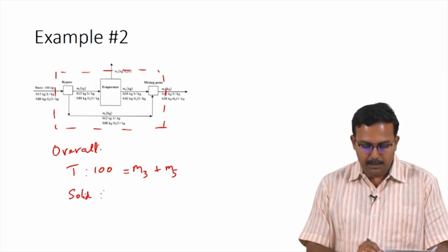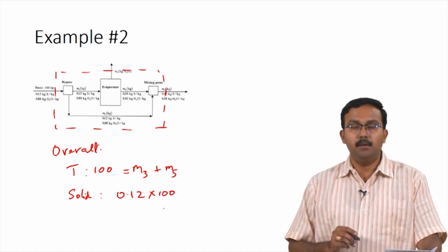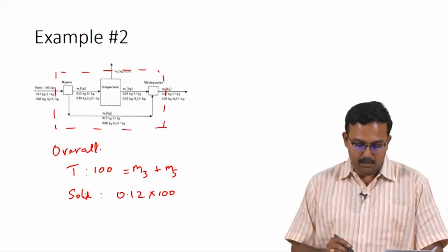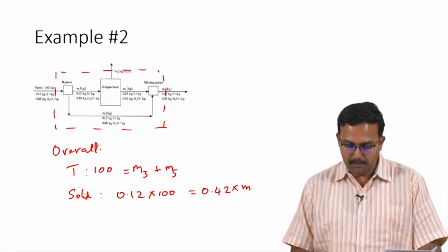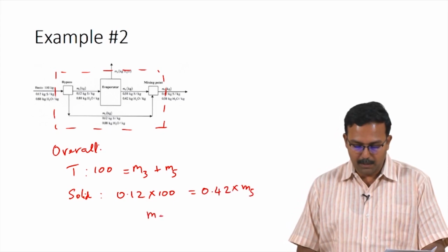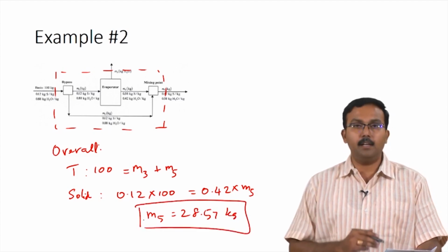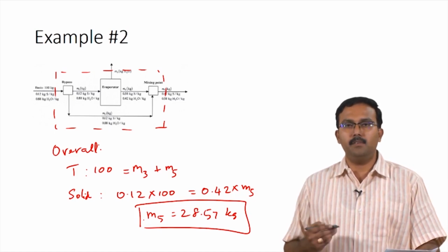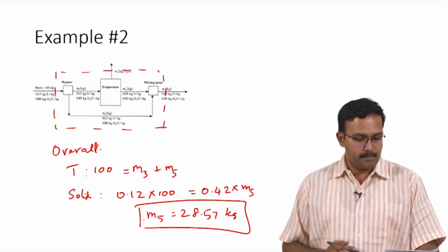The solids balance would be 0.12 times 100 kilograms, which is the mass of solids entering through the fresh juice, and you have solids leaving through the final product, which would be 0.42 times m5. So, this gives you a value of m5, which is the final product, as 28.57 kilograms. So, for every 100 kilograms of fresh juice which is being fed, we can produce 28.57 kilograms of concentrated juice containing 42% solids.